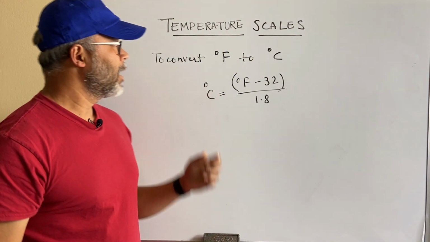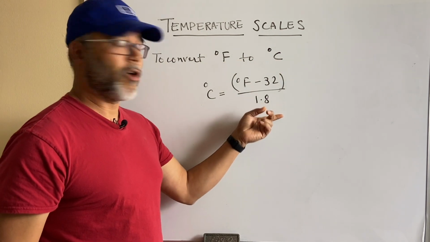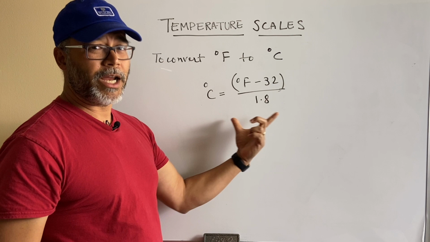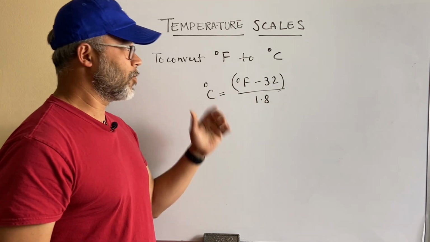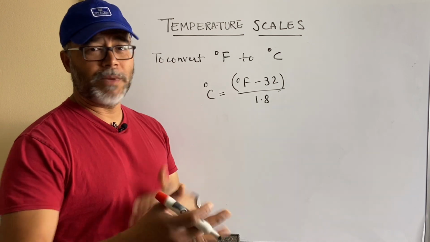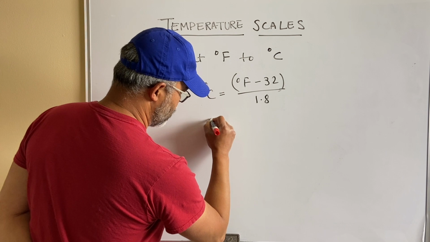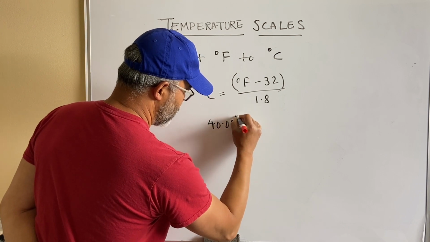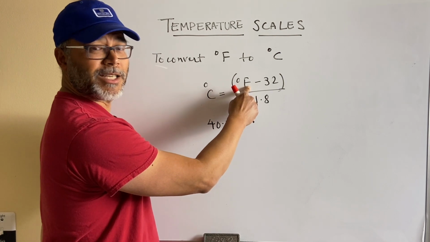Let's take a look at how to convert degrees Fahrenheit to degrees Celsius. You just have to use this formula, and this formula is actually the rearranged formula for converting degrees Celsius to degrees Fahrenheit, okay? So if you know one of the formulas, you should be able to go back and forth, okay? So assume you have a temperature given to you of 40 degrees Fahrenheit. So then you just have to take that temperature and plug it into this equation.